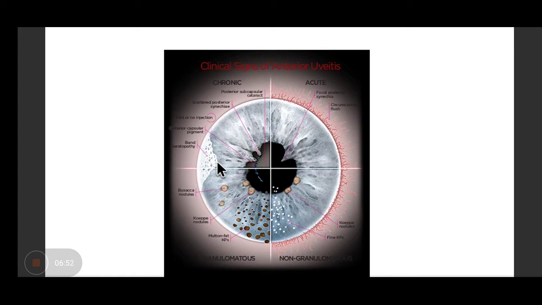There can be band keratopathy, where you will see a whitish line over the cornea. These are the signs of chronic anterior uveitis. So band keratopathy, and anterior capsular pigment because of the movement of the iris. The iris leaves some pigments on the anterior lens capsule, which may cause pigment collection. There may not be any congestion in chronic uveitis, because the eye has been chronically inflamed. Then posterior synechiae may be acute or long-standing, chronic also. And the posterior subcapsular cataract is a sign of chronic uveitis.